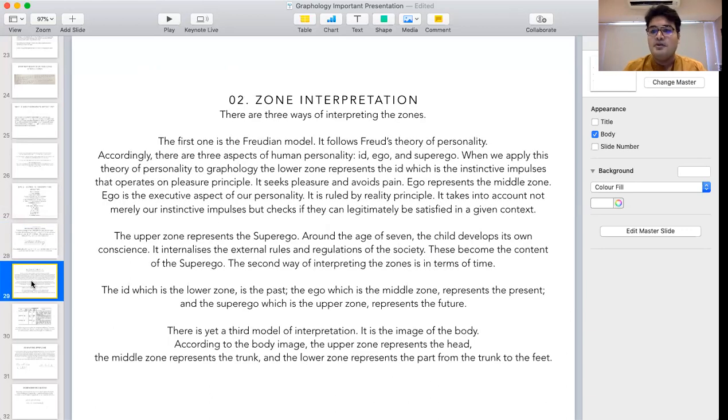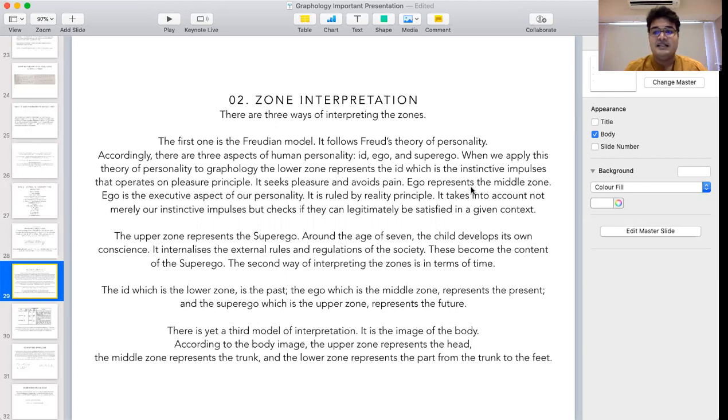Now, let me give you a couple of interpretations of zones in handwriting analysis. So there are 3 ways of interpreting the zones. The first is the Freudian model. It follows Freud's theory of personality. Accordingly, there are 3 aspects of human personality: the id, ego and superego. When we apply this theory of personality to graphology, the lower zone represents the id, which is instinctive impulses that operates on the pleasure principle, that deals with money and sex. So it seeks pleasure and avoids pain.